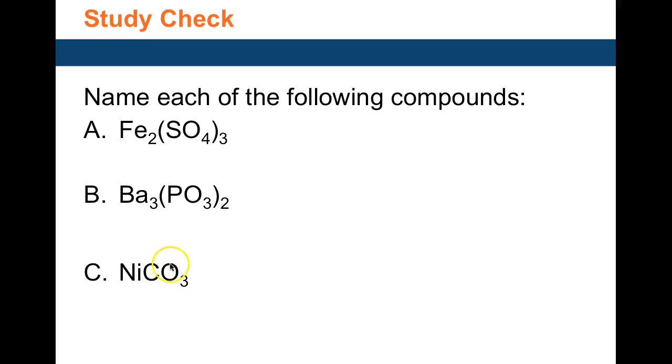Nickel, carbonate is -2. Nickel is a transition metal, and so you do need the Roman numeral parenthesis. So it is nickel(II) carbonate.